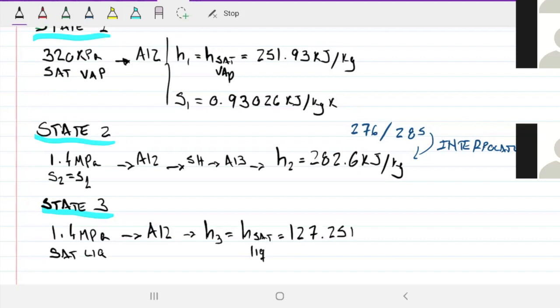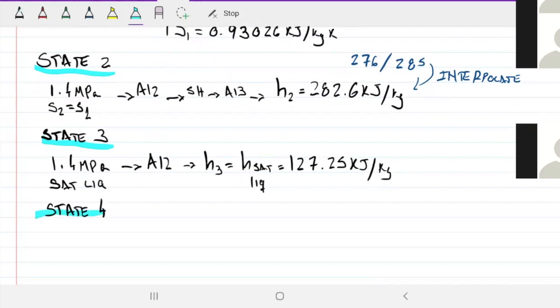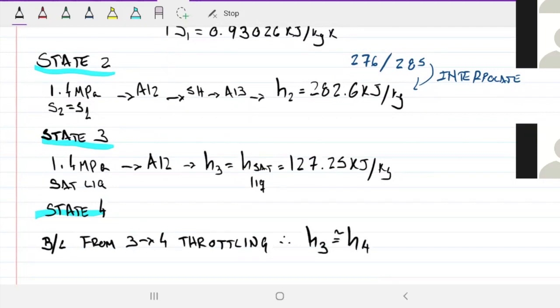And for this one, since we're doing it the first time, I'll do state 4 as a separate one. For the next ones, I'll just do them together. Because from 3 to 4, it's a throttling process, then h3 equals h4, so my h4 is also going to be 127.25.